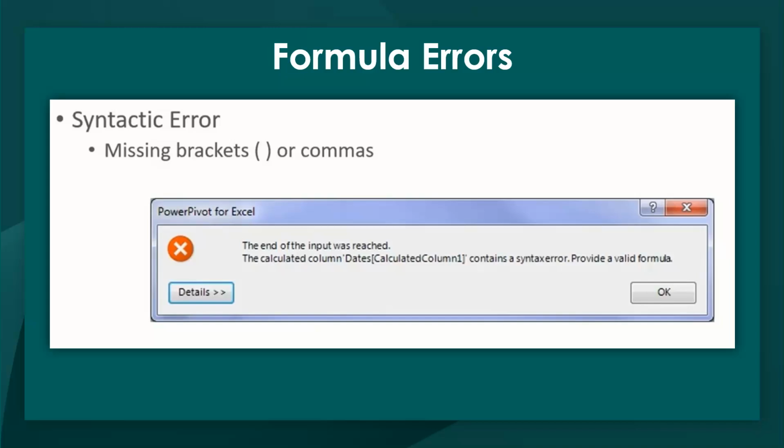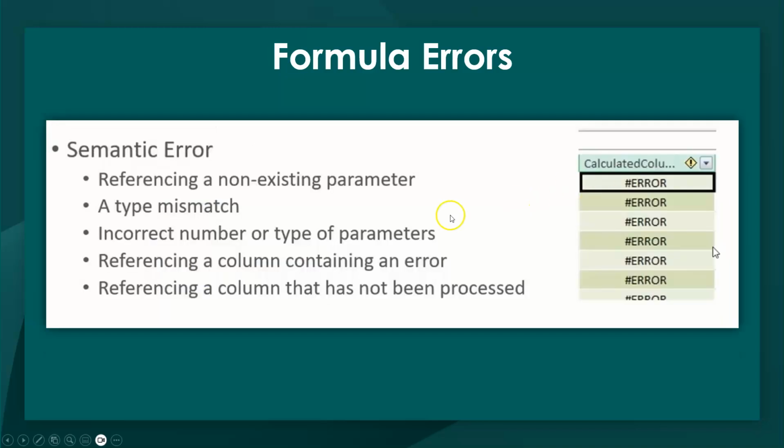Another kind of error which comes with DAX is semantic error. Semantic error comes in different kinds of situations. The first one is referring to non-existing parameters, a parameter which does not exist, and definitely it gives you an error.